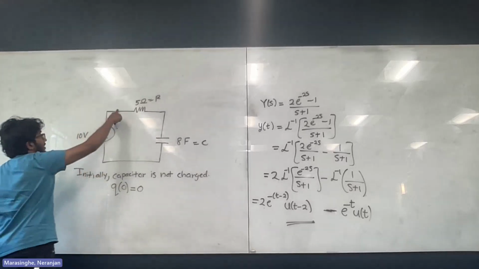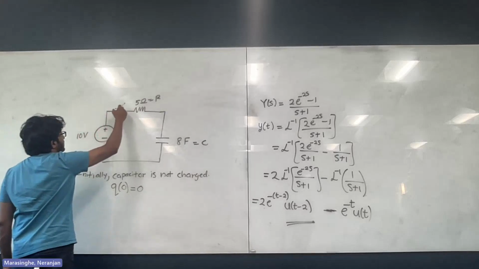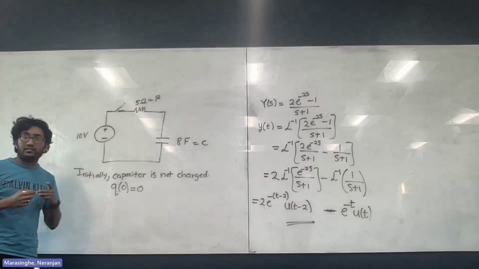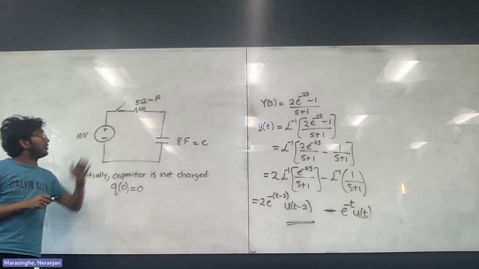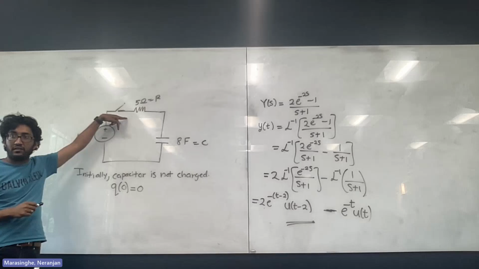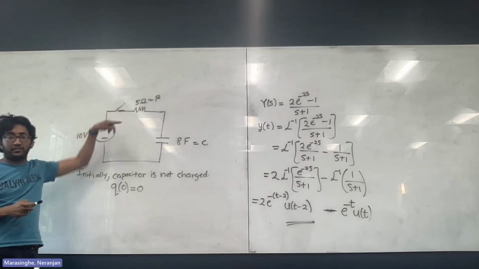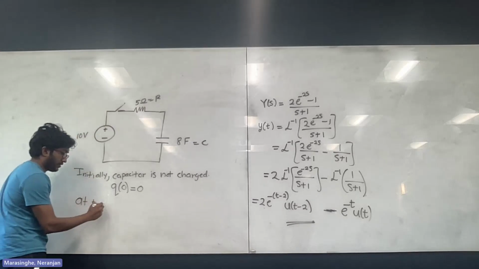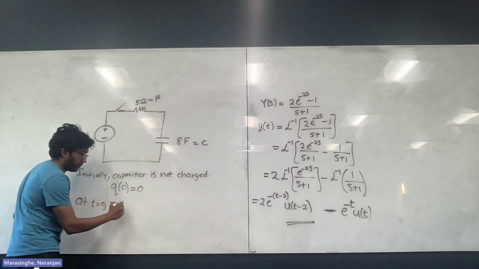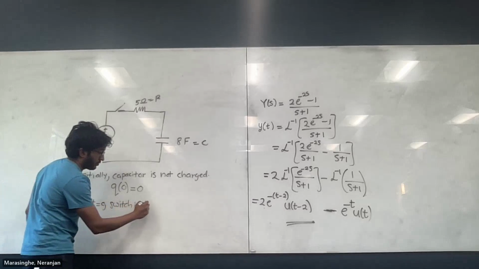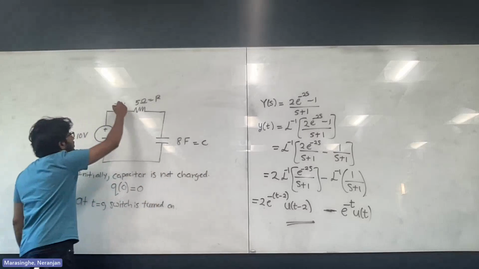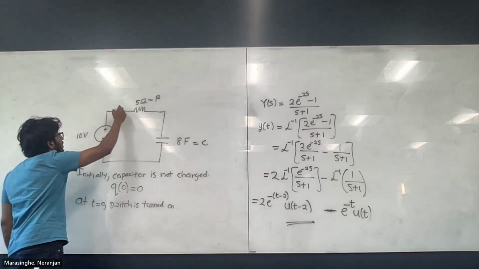Suppose there's a switch somewhere here. So initially the capacitor is not charged, right? At t equals 0, I'm turning on this switch. At t equals 0, the switch is turned on.